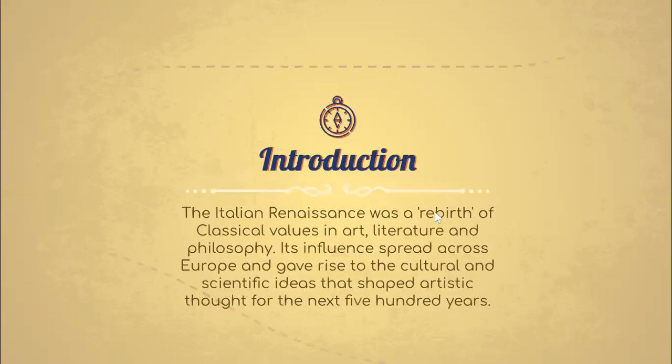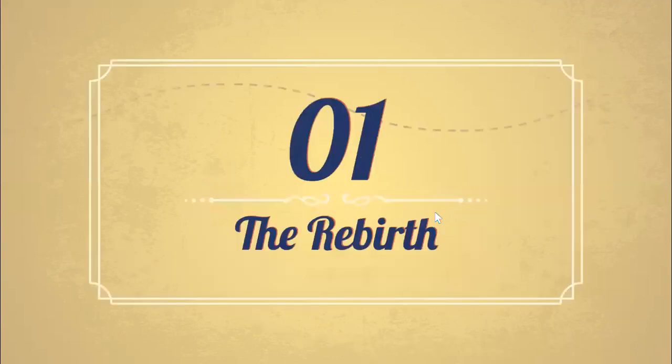All right, so introduction. The Italian Renaissance was a rebirth of classical values in art, literature, and philosophy. Its influence spread across Europe and gave rise to the cultural and scientific ideas that shaped artistic thought for the next 500 years. So a pretty momentous moment and period in the realm of art. So today's focus is going to be on the rebirth, the Renaissance. How did it begin?